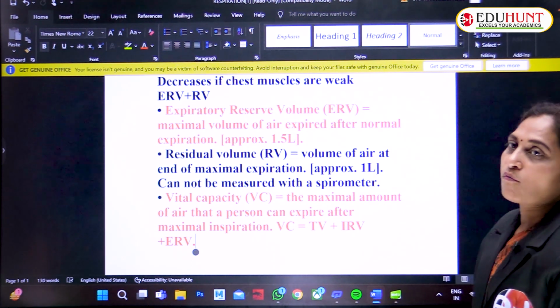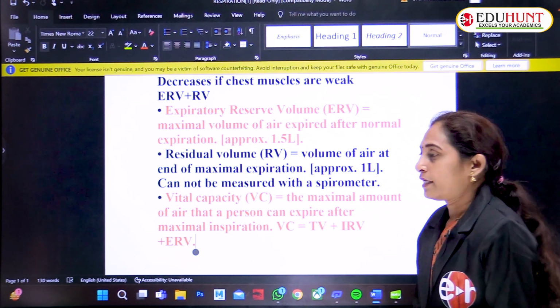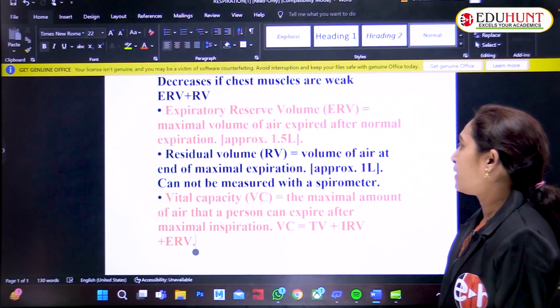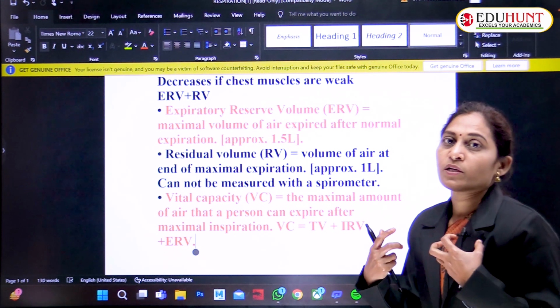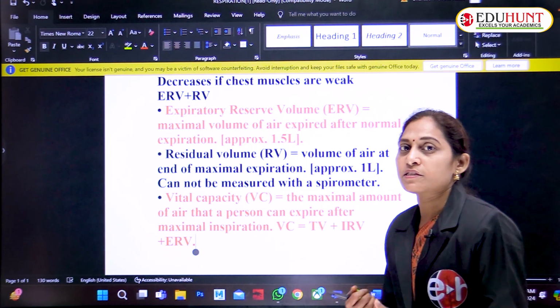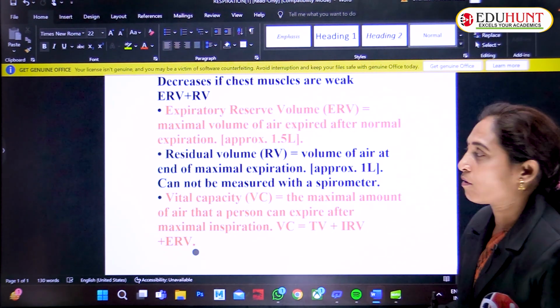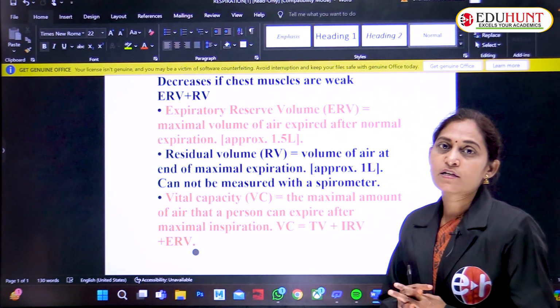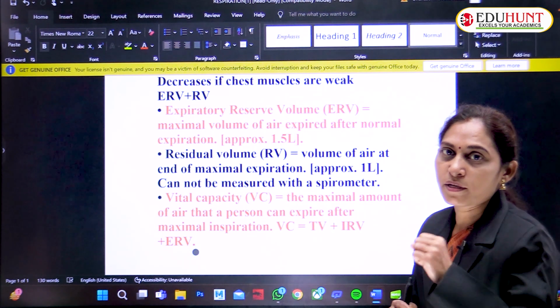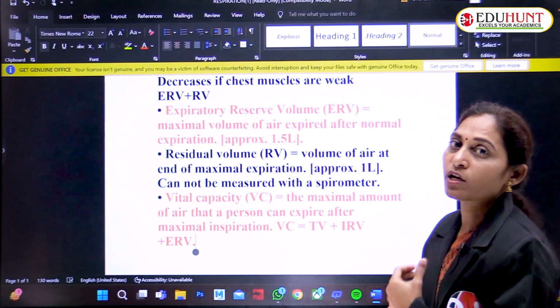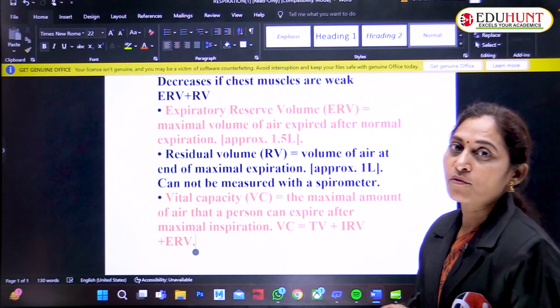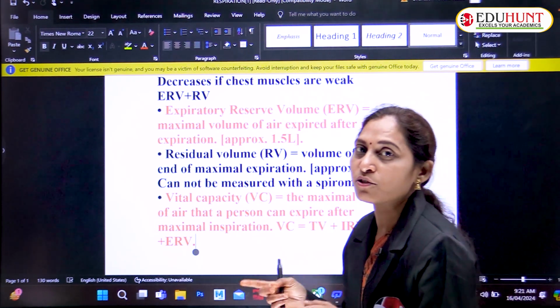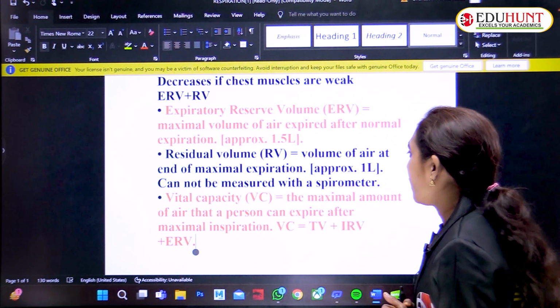Residual volume is the volume of air at the end of the maximal expiration. The volume left over after a good maximum expiration is the residual volume. It is approximately 1 liter and cannot be measured with a spirometer. We measure with a spirometer, but this is the residual volume that remains in the alveoli. Residual volume cannot be measured using a spirometer.